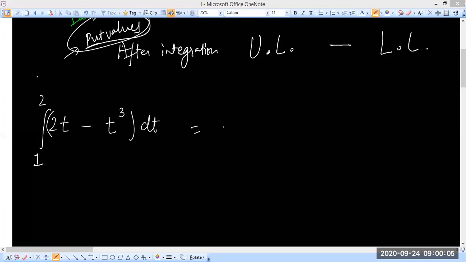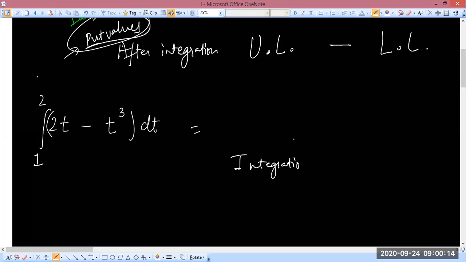So, come on, tell me the first step. Tell me what you get after doing integration without putting values.